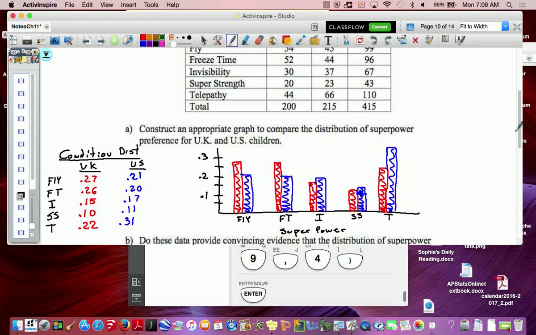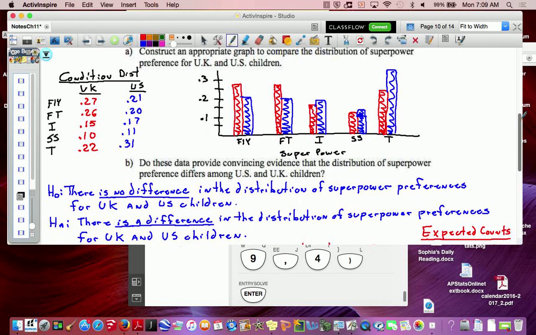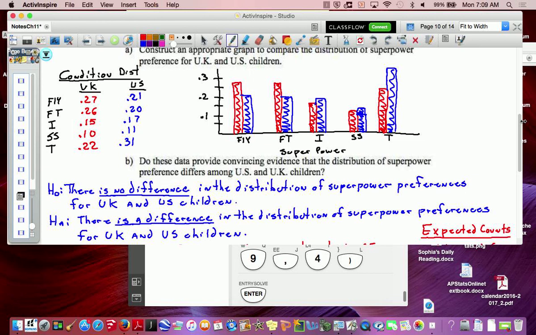To go through the test, you're going to have to write small, but our null and alternative hypothesis would say there is no difference in the distribution of superpower preferences between the 2 countries, UK and United States. The alternative is to say there actually is a difference. So you may want to pause. I'm going to keep going here.